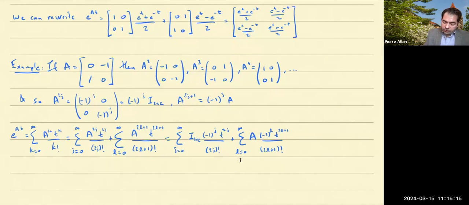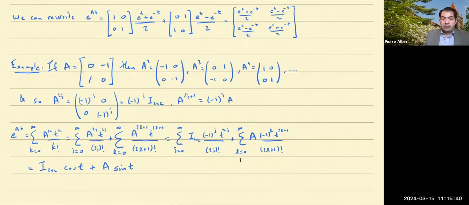And then we're in excellent shape because, if we pull out a common factor of the identity matrix, these are the terms in the Taylor expansion of cosine. So here I have the identity matrix times cosine t, plus a common factor of A, and we recognize that these are the terms in the Taylor expansion of sine.